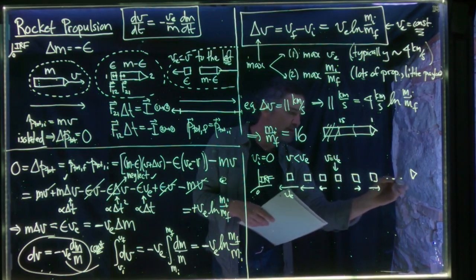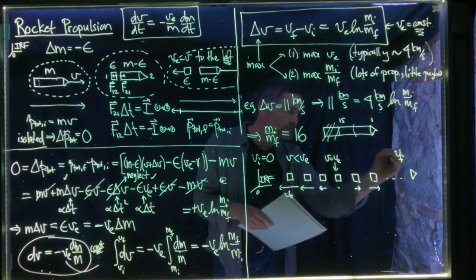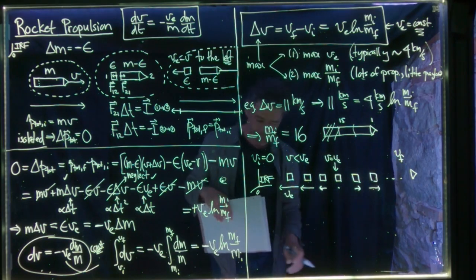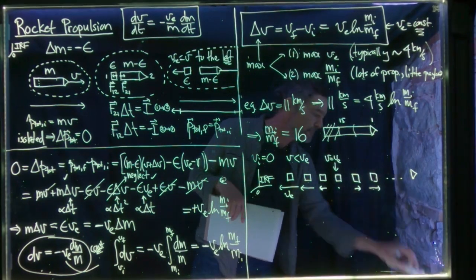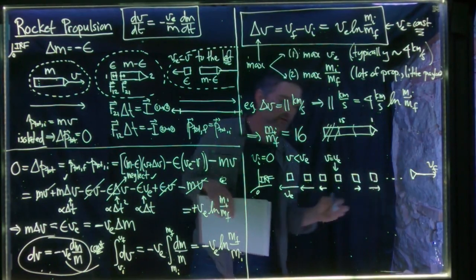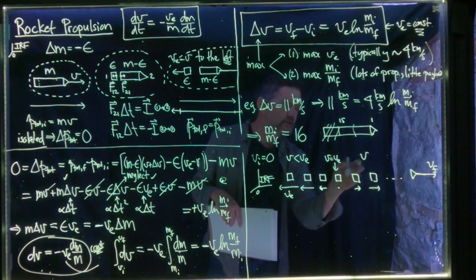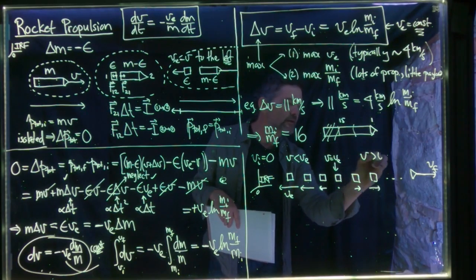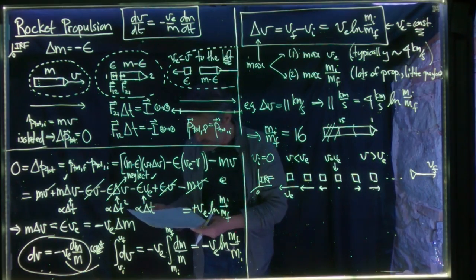And so we have V final. Well, in fact, let me not put that there. Let's just say this is V final, which is a large velocity to the right. And this whole side of the diagram applies for the case where the velocity of the rocket is greater than the exhaust gas speed. Okay, so we have that.